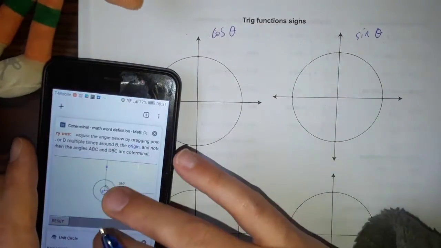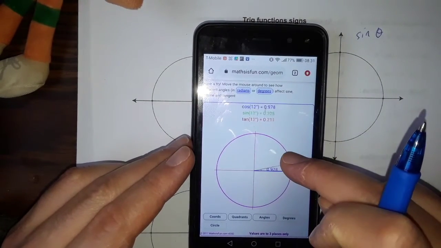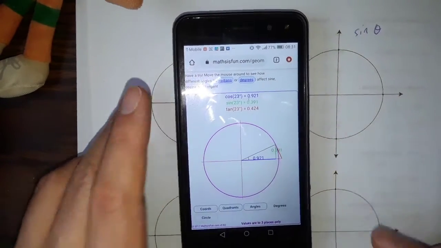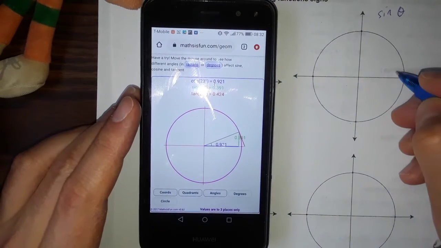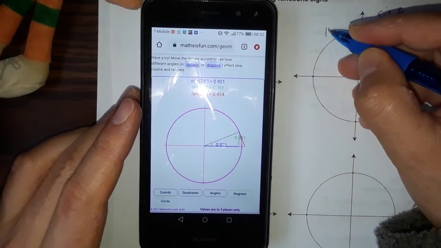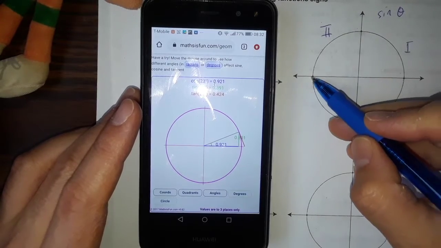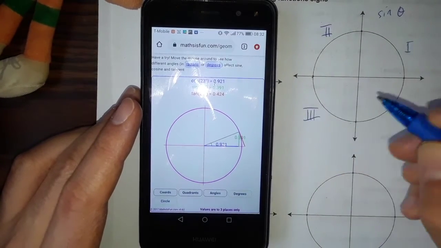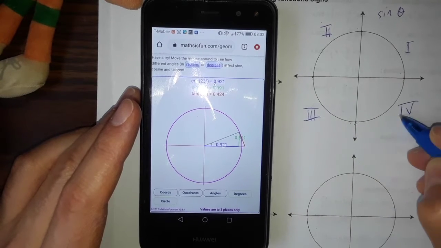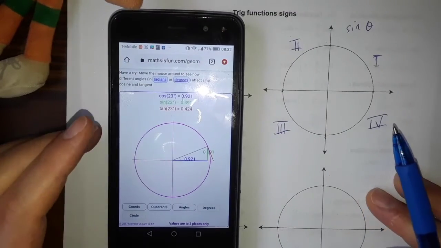Let's go back to the unit circle app, and I want to know when the sign is positive and when it's negative. Remember that this is what we call the first quadrant, from here to here. This is the second one. From 0 to 90, the first one. From 90 to 180, the second one. From 180 to 270, the third one. And from 270 to 360, the fourth one. We usually use Roman numerals.